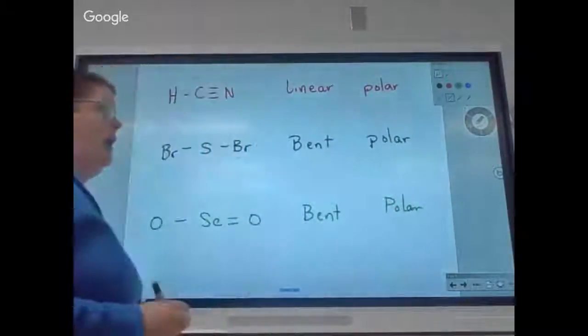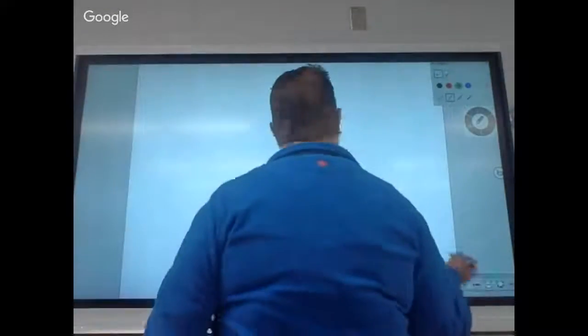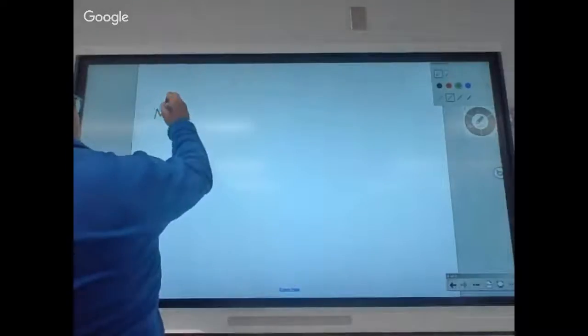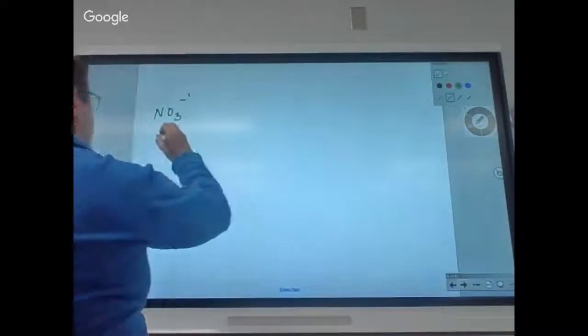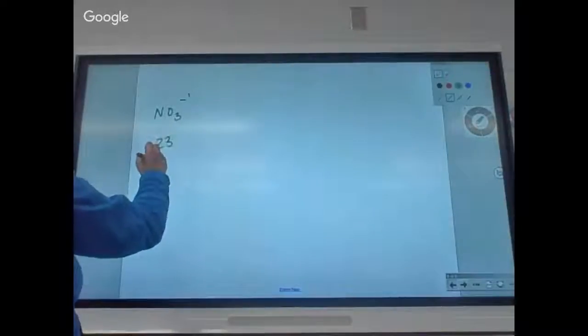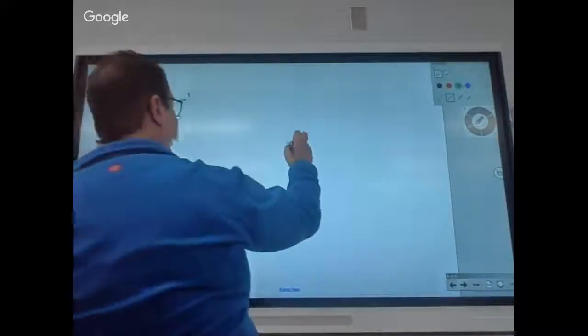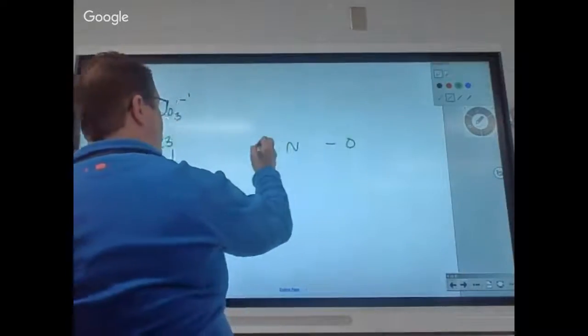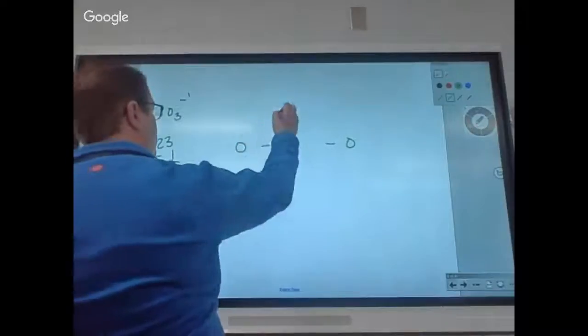All right, the last one was who? NO3? So NO3 with a -1. Yeah. So when you add up the electrons, you had 23, and then you added 1 to get 24, right? N was the central atom. You had 3 O's. You had 2, 4.